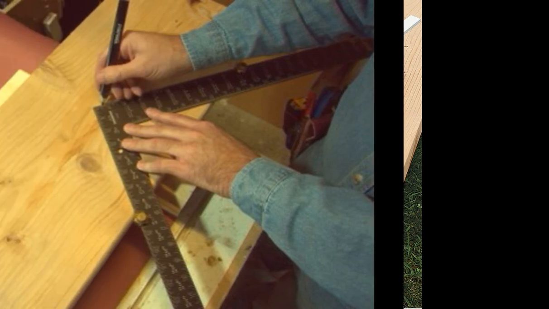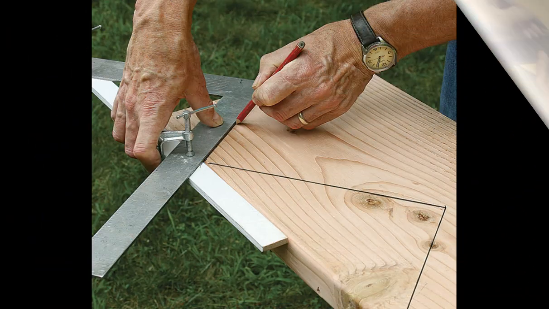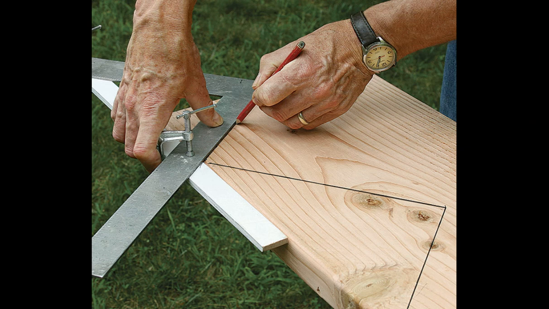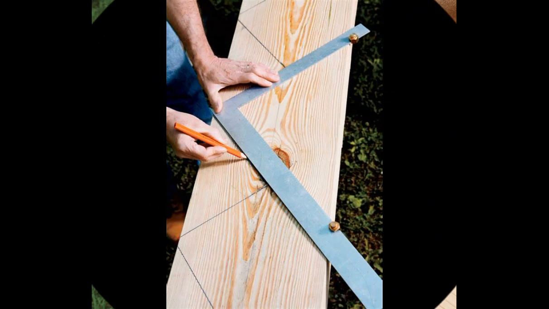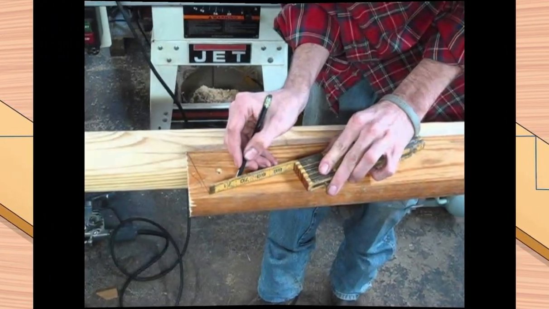Using the inside of the framing square, line up 10.5 inches on one edge of the 2x12 and 7.25 inches on the other inside edge of the square. Mark the 2x12 with a pencil along the inside edges of the framing square to mark the first step. Repeat this process for the remaining steps, ensuring that each step is correctly aligned with the previous one.